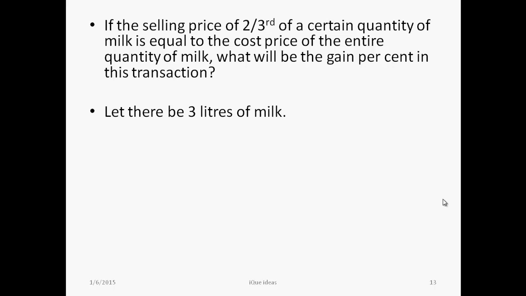Now, let there be 3 liters of milk. Why did I take 3 liters? Because I know that the number 2 by 3 is there in the problem. So by assuming a number which is divisible by 3, it becomes easy to calculate. So if I want to calculate 2/3 of something, I will take a multiple of 3 as my assumption. So I took 3 liters of milk.